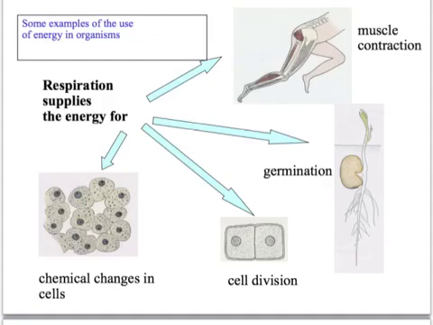So where does the energy get used? The energy gets used during all the chemical changes in cells. The energy is used for cell division. The energy is used for germination. The energy is also used in muscle contraction. These are just a few examples. But if you think about it, every living process in living organisms will need energy from respiration.